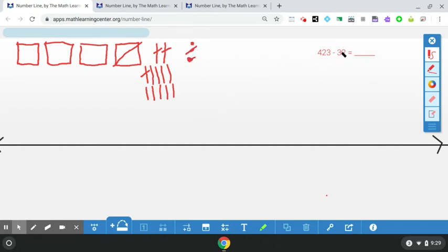And how many do I have left? What is the difference between 423 and 32? Well, 100, 200, 300, 310, 320, 330, 340, 350, 360, 370, 380, 390, 391. And that's something I know that you've worked on before. I just wanted to review with you what happens when we don't have enough tens, and we get those over from the hundreds. Very good. Let's move on to our next example for today.